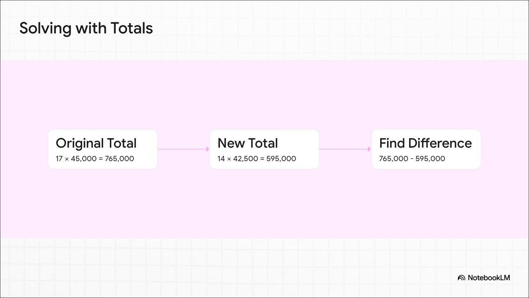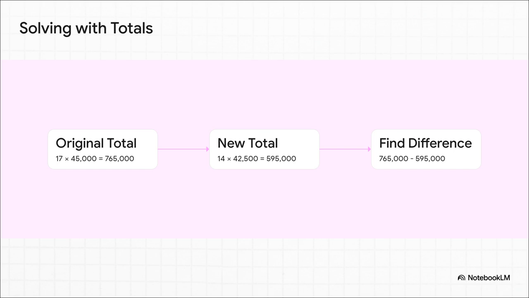Okay, let's crunch the numbers. Step 1, find the original total. That's 17 teachers times 45,000, which gives us $765,000. That was the before total. Now, step 2, the after total. That's 14 teachers times 42,500, which is $595,000.